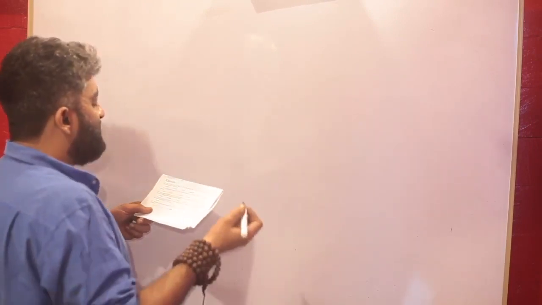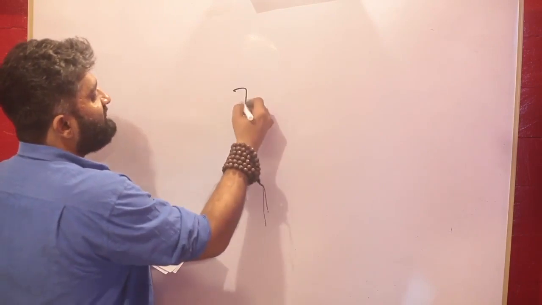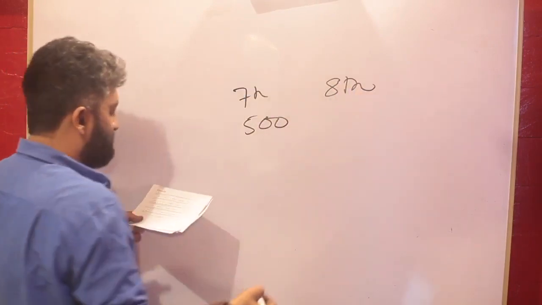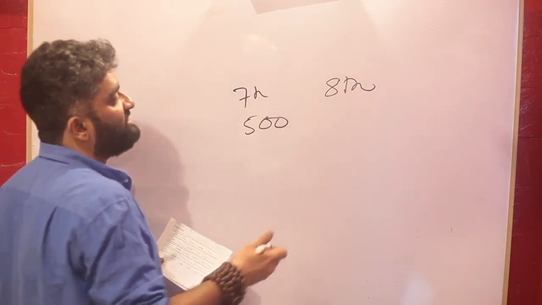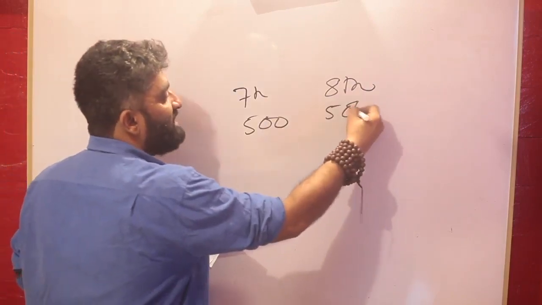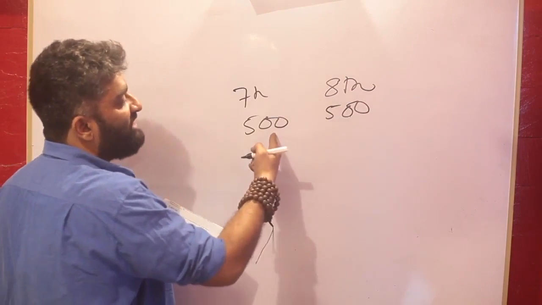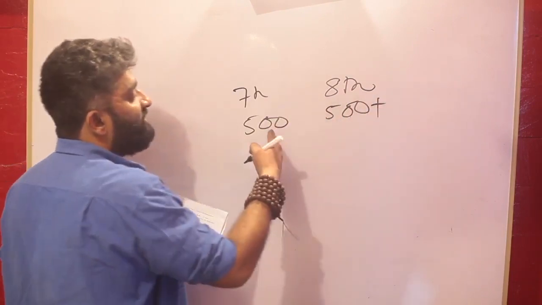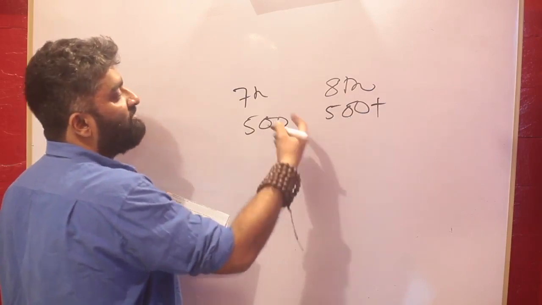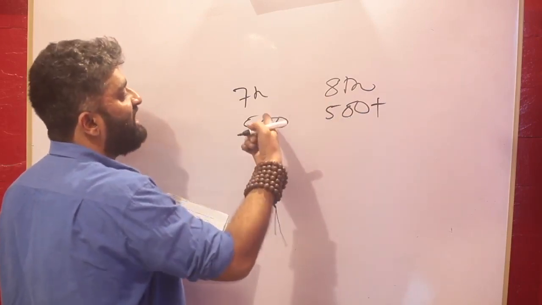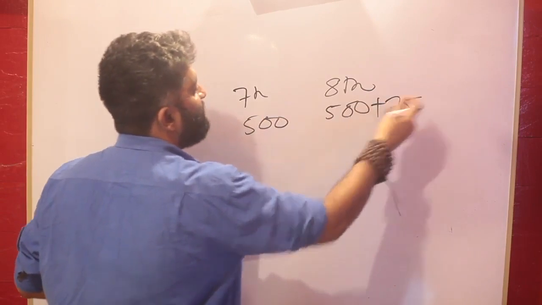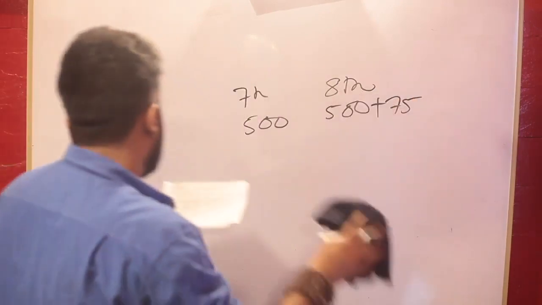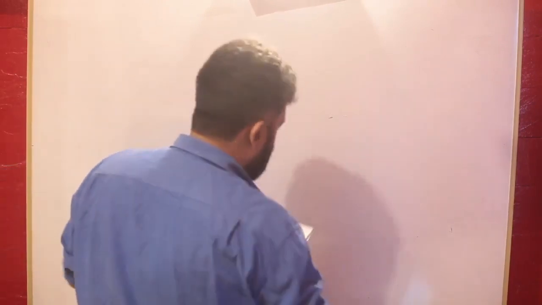Question number 16. The CI earned in 7th year is 500. What would it be in 8th year? And the rate of interest is 15%. I know in 8th year it would definitely be 500, because this 500 has come from interest on the principal. Plus it would be 15% of 500, right? Why? Because the interest on interest will also be added. So that is 75. So your answer would be 575, right? So this was question number 16 in the sheet.